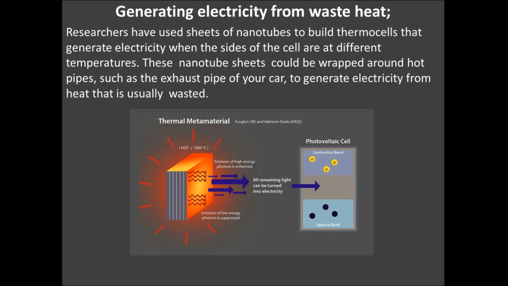Generating electricity from waste heat. Researchers have used sheets of nanotubes to build thermocells that generate electricity when the sides of the cells are at different temperatures. These nanotube sheets could be wrapped around hot pipes such as the exhaust pipe of your car to generate electricity from heat that is usually wasted.